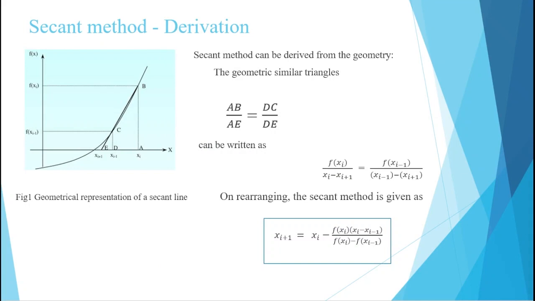When we talk about the derivation, the next guess formula in the secant method can be derived by using the geometric similar triangles concept. Here we can see the two geometrically similar triangles AEB and DEC. By side length proportionality, we can write AB by AE equals DC by DE, which can then be written as f(x_i) by (x_i minus x_{i+1}) equals f(x_{i-1}) by (x_{i-1} minus x_{i+1}). On rearranging, the secant method is given as x_{i+1} equals x_i minus f(x_i) into (x_i minus x_{i-1}) by (f(x_i) minus f(x_{i-1})).